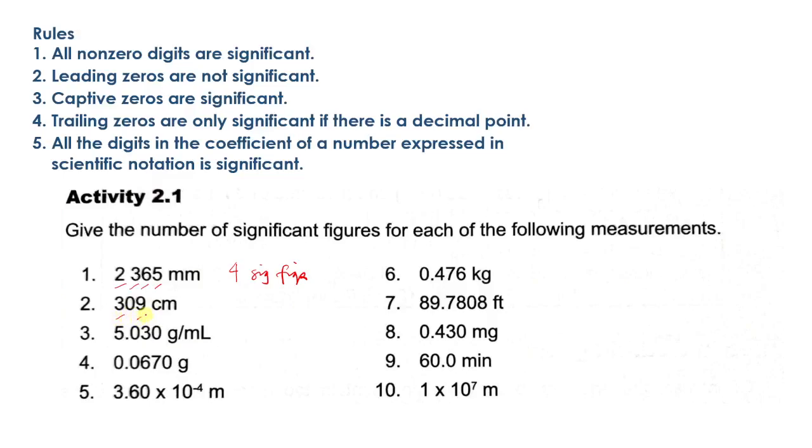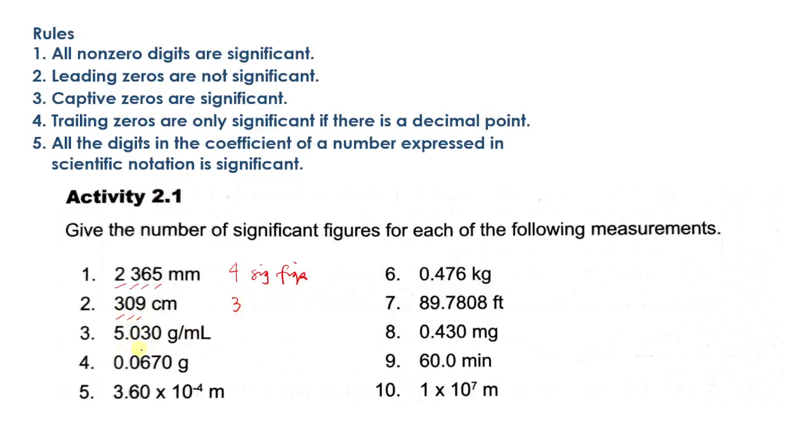So again, these are significant because they are not zero. Then this is a zero. So a zero can be significant or not, depending on the type. Again, we have leading zeros, captive zeros, and trailing zeros. This is a captive zero. So it's captive, it's held, or it's in between two non-zero digits. So captive zeros are significant. So overall, we have 3 significant figures on this measurement.